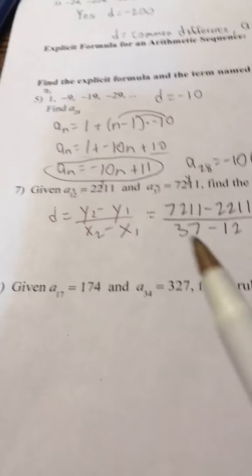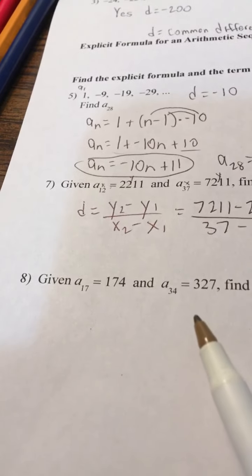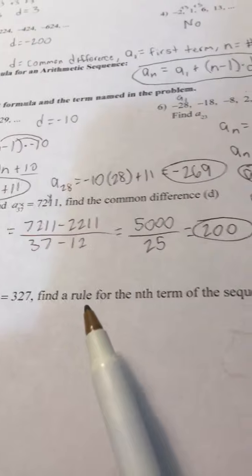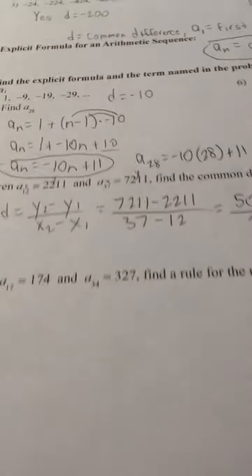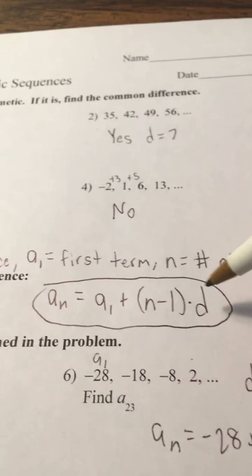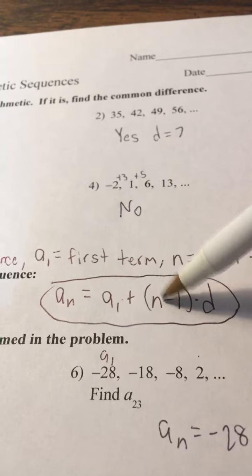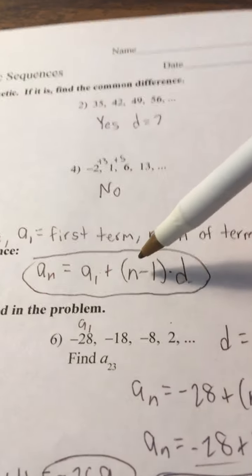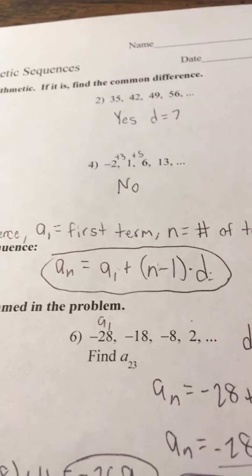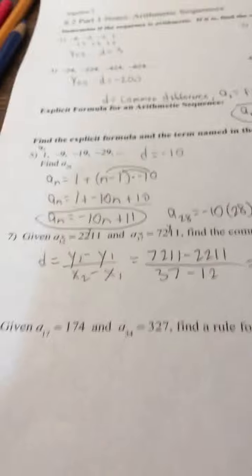All right, this time similar problem. I know the 17th term, the 34th term, but this time instead of just finding a common difference, it wants me to find the rule. It's asking me to find the formula. So my answer is going to look like this. I'll have to simplify it, but I need to know A1, I need to know D. I don't need to know N, but I need to know A1 and I need to know D. I don't know either one of those right now. So let's just start with D. Let's find our common difference just like the last problem.